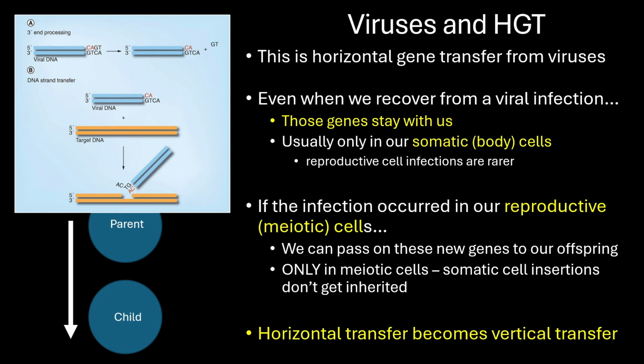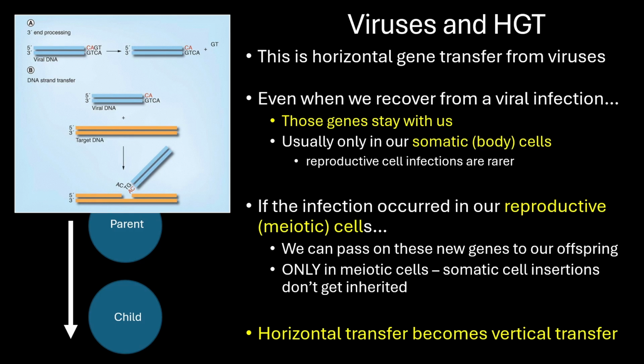And so usually this is something that occurs inside of our somatic cells, our body cells, the cells that are not destined to make egg or sperm cells and therefore become a future human. But that doesn't mean that that can't happen. Sometimes these infections can occur in these specific cell types, these reproductive cells, the meiotic cells. And when that happens, we create the opportunity to pass on this genetic information from a virus into our offspring.